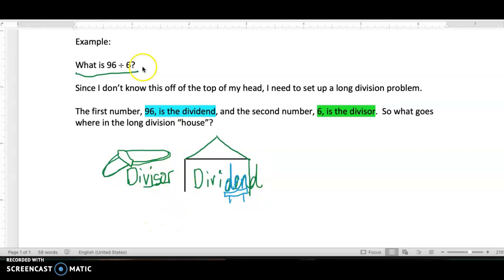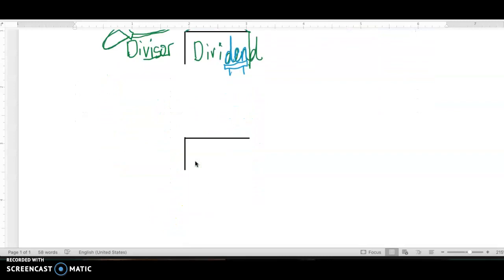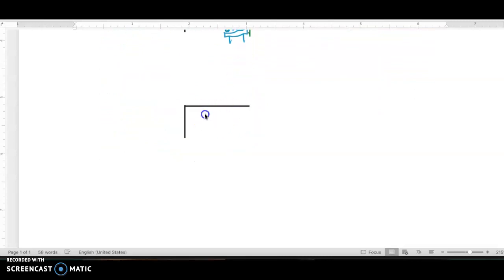And then you're saying, well, which one out of 96 and 6 is the dividend and which one's the divisor? So the dividend always comes first. This is the dividend. I keep track of that because dividend comes first in the alphabet versus divisor. Okay, so the dividend is first, and the divisor is what we are dividing by. So 96 will go in the house and 6 will go outside of the house. So let's come down here and actually try it out. 96 goes inside the house and outside the house goes 6.